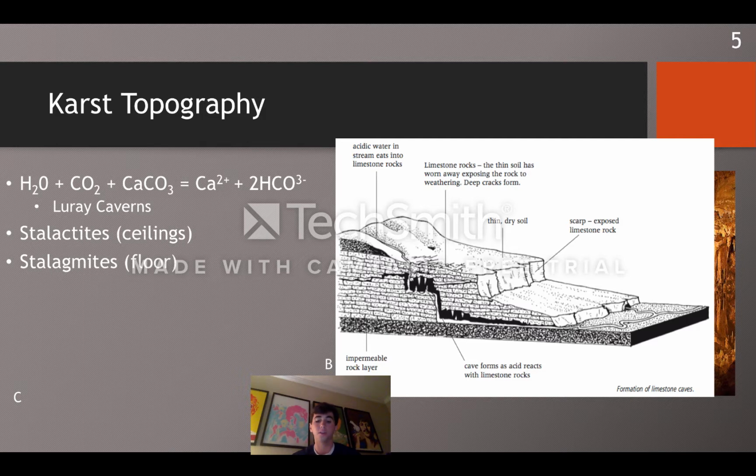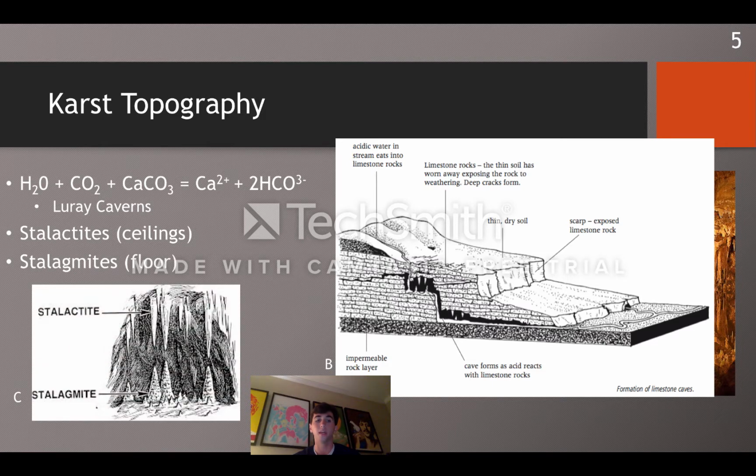Stalagmites, on the other hand, form on the ground of the cave from the deposits dripping from the stalactites. They can eventually form and make columns. Figure C shows the difference between the two.